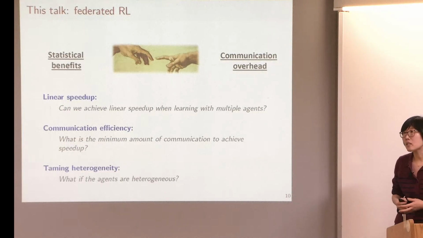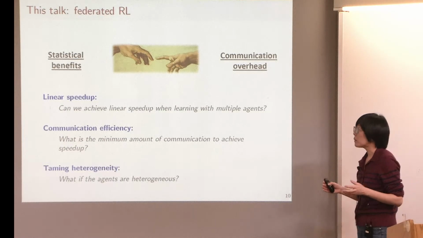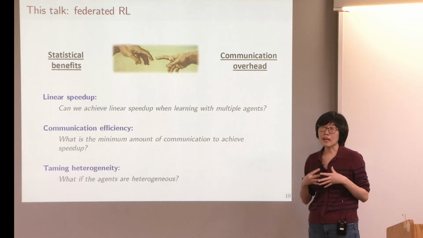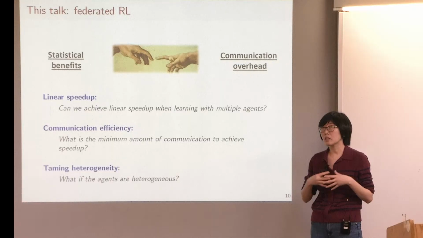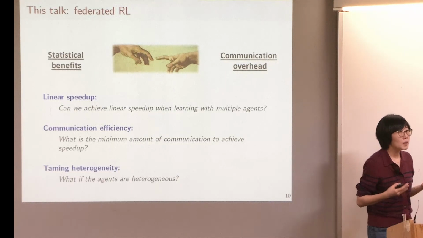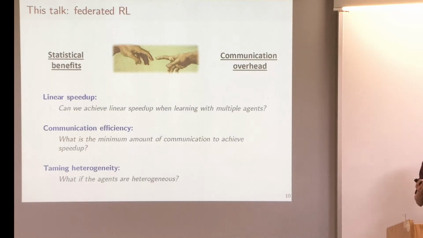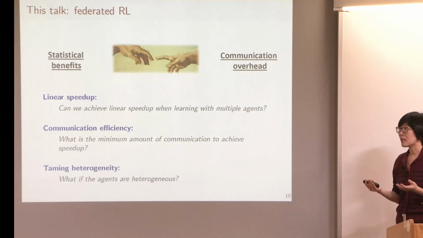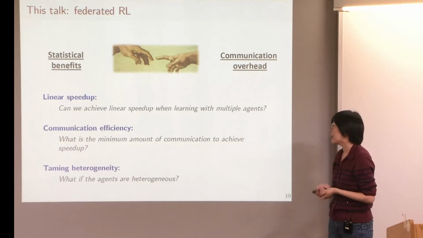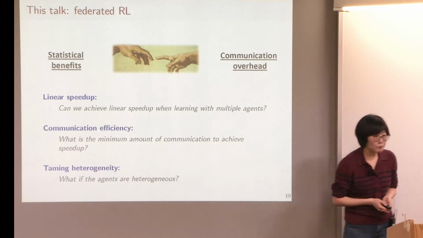Finally, the last question is about heterogeneity, where maybe all these agents are heterogeneous. And in that case, how do we best collaborate among them? How do we design better information fusion strategies to maximize the gain of collaborative learning? So that's the high-level agenda for today.